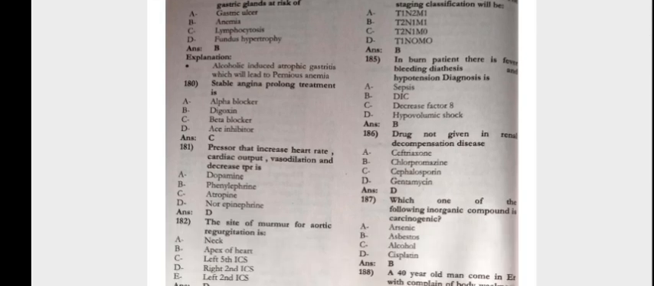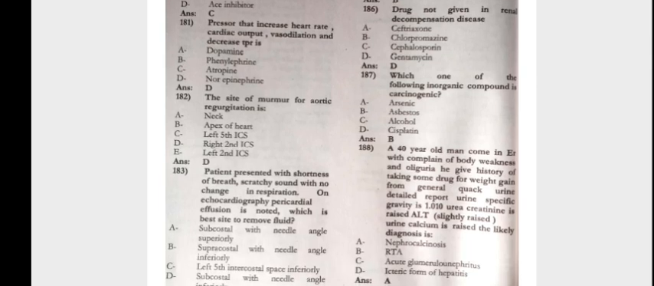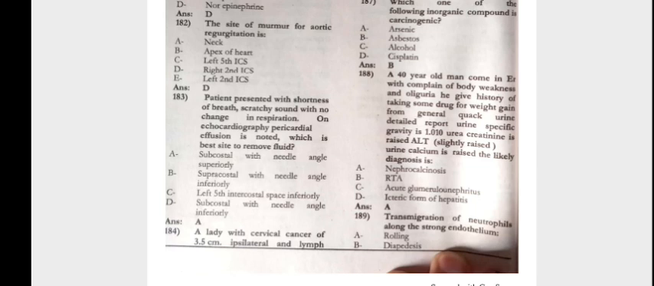A burn patient, there is a fever, bleeding, dialysis, and hypotension. The diagnosis is DIC. Drug not given in renal disease is gentamicin. Which of the following is an inorganic compound that is carcinogenic? That is asbestos. A 40-year-old man in the ER complained of body weakness, with a history of taking some drug for weight gain. Reported urine specific gravity is 1.010. Urea creatinine is raised. Urea calcium is raised too. Likely diagnosis is nephrocalcinosis.